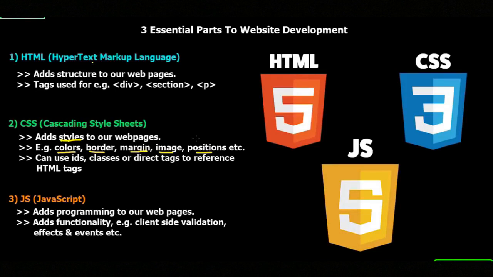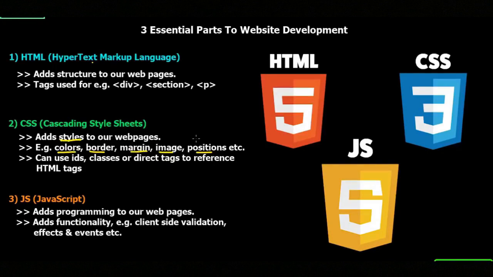So when we combine these three things, you get a complete client side website, which has proper structure by HTML, which has styles added by cascading style sheet CSS, and which also has client side functionalities like validations, effects, events, etc. using JavaScript.